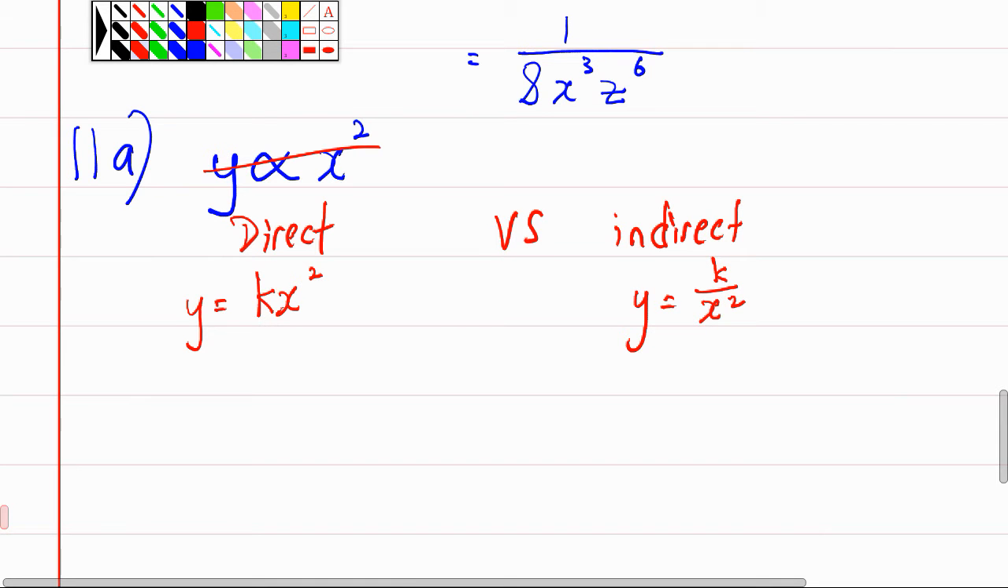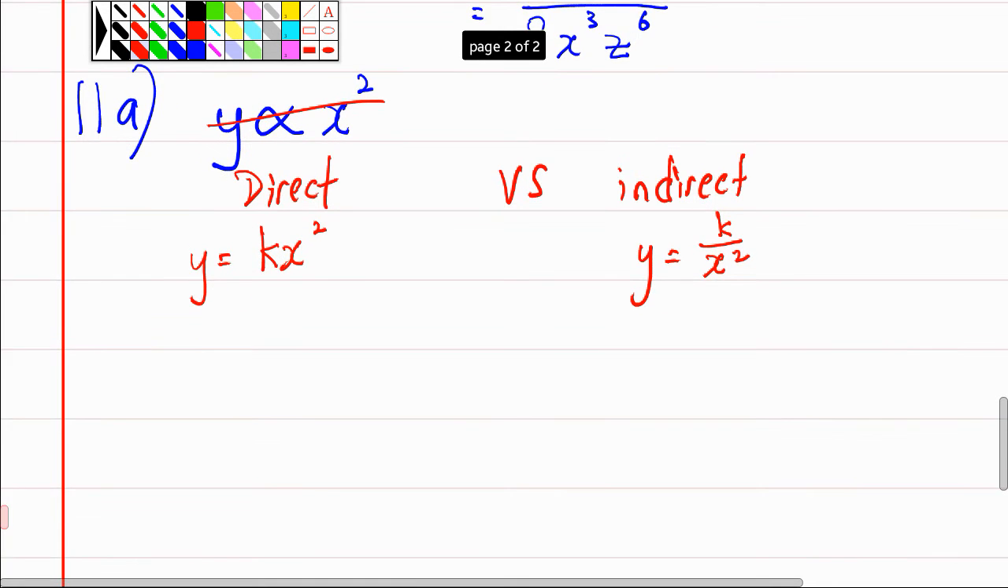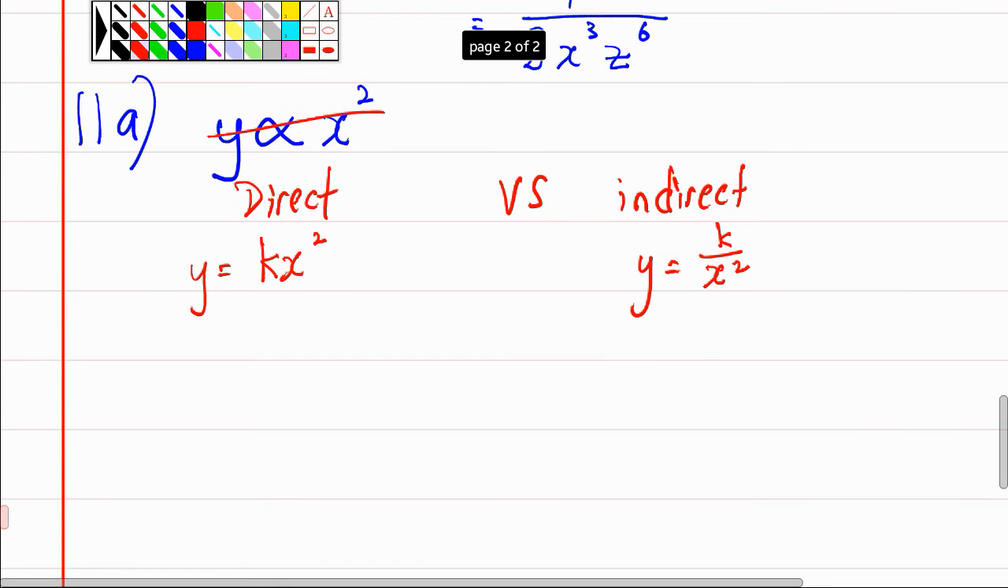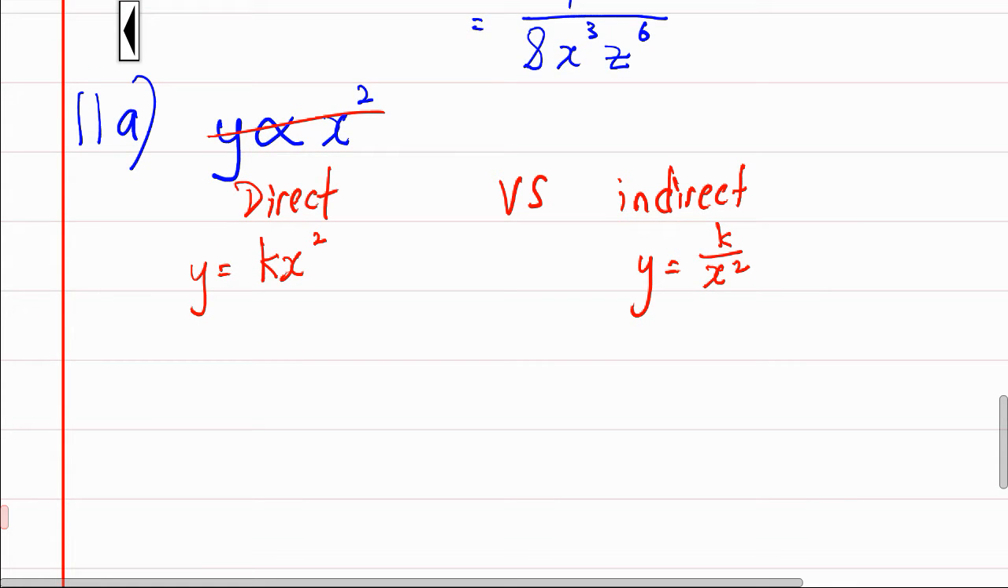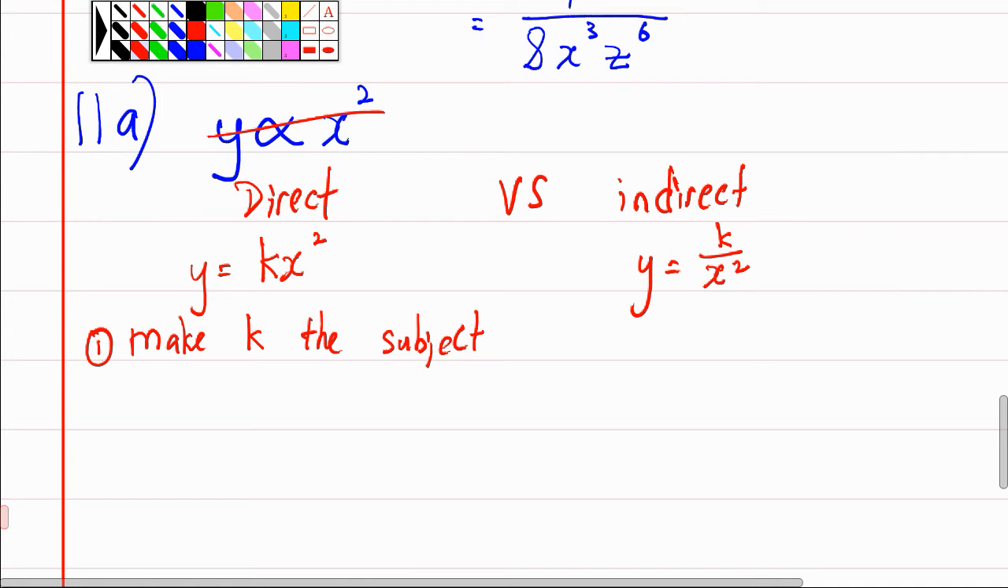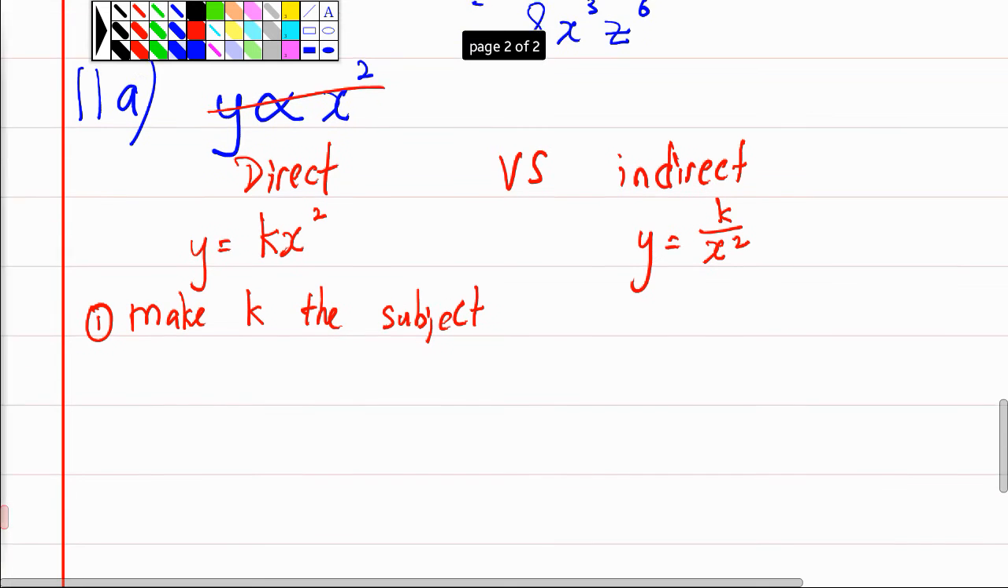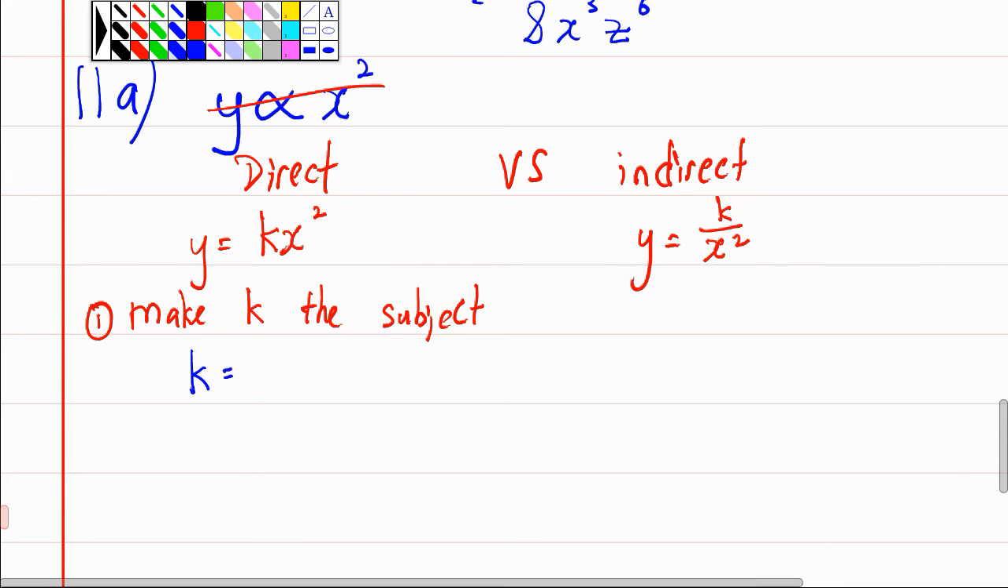Okay, let's begin. So I will start with what are the steps? Now this is again another old school kind of question. Seldom come out already, but still we do. First step, make K the subject. So I will use this equation and then I will follow. So make K the subject. What is K? K equals to what? Y over x squared. So this is the first step.